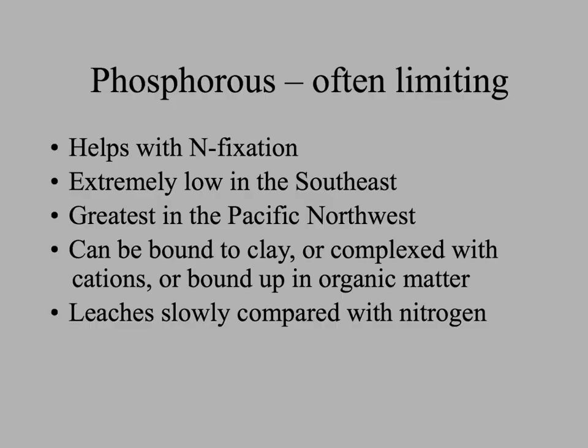Phosphorus is probably the next most important. The three big ones are nitrogen, phosphorus, and potassium. Phosphorus helps with nitrogen fixation, and in the southeastern U.S., in general, phosphorus is low and therefore the limiting nutrient. Forests of the Pacific Northwest have probably the most phosphorus. And phosphorus is the one mineral you probably remember from ecology that doesn't have gaseous forms. It's maybe circulating as a dust. It can be bound to clay or complexed with cations. It leaches relatively slowly compared with nitrogen.